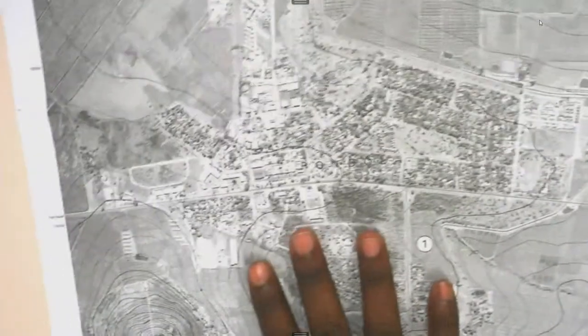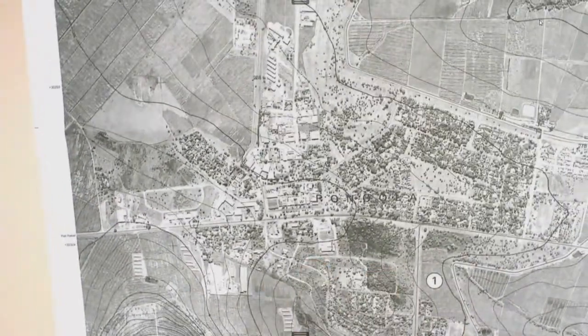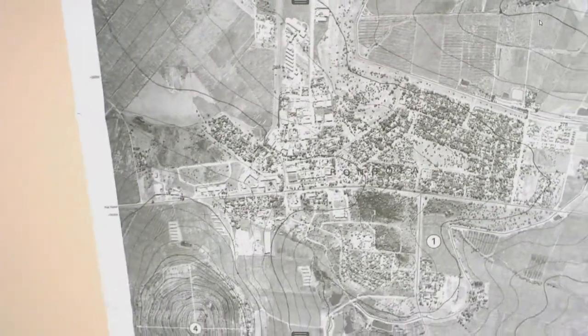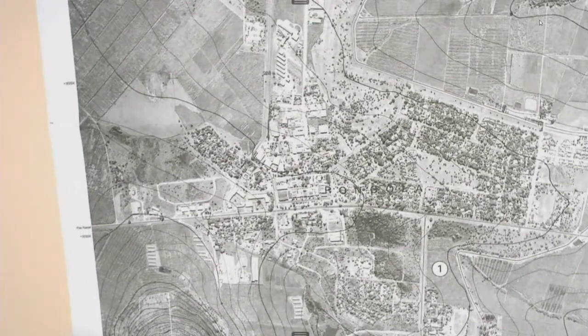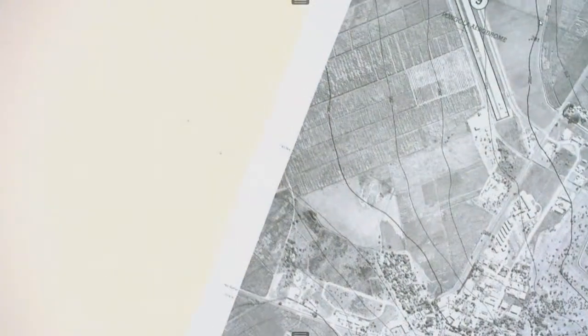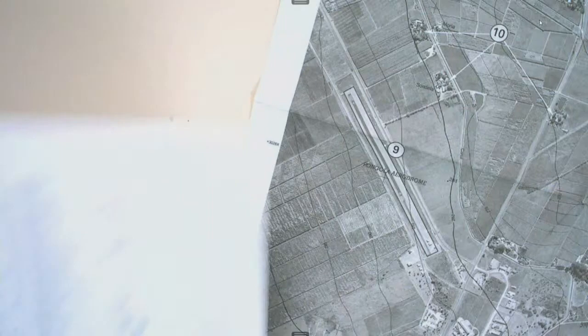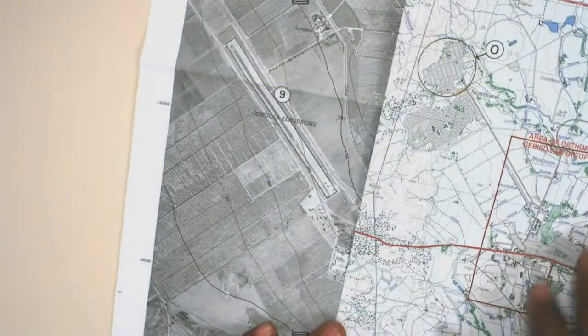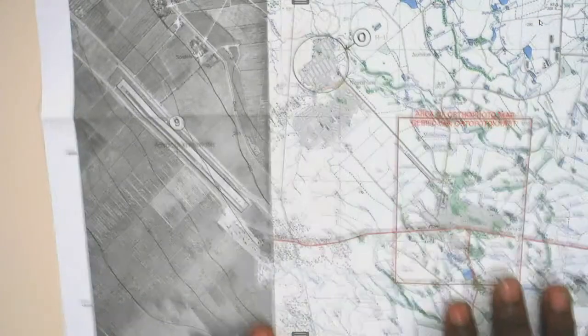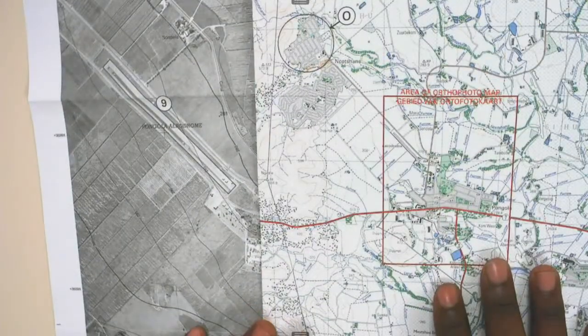And this is your orthophoto map. You can see the features here appear to be bigger. For example, let's compare the aerodrome of Pongola. We are looking at it from the orthophoto map and also from the topographical map. Now, let me put them side by side here so that you can see. All right, I hope this is clear to you.